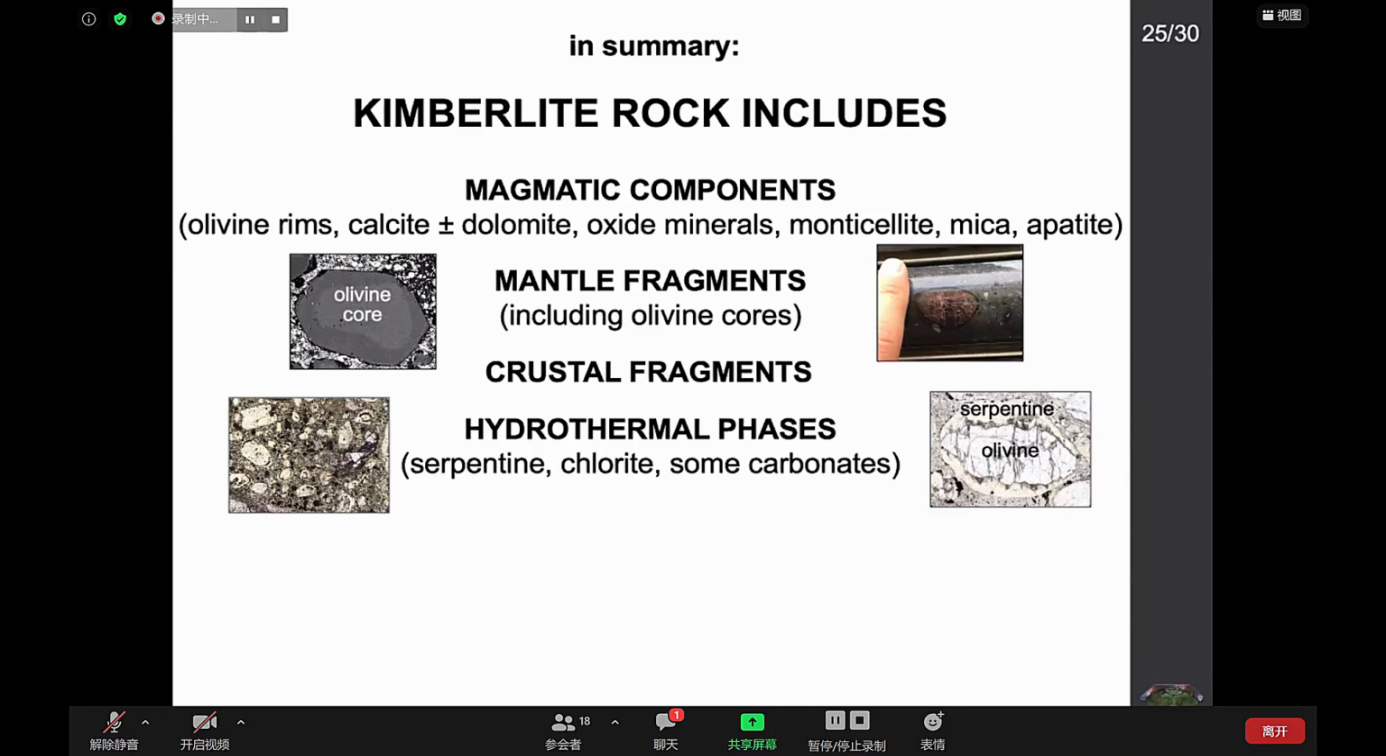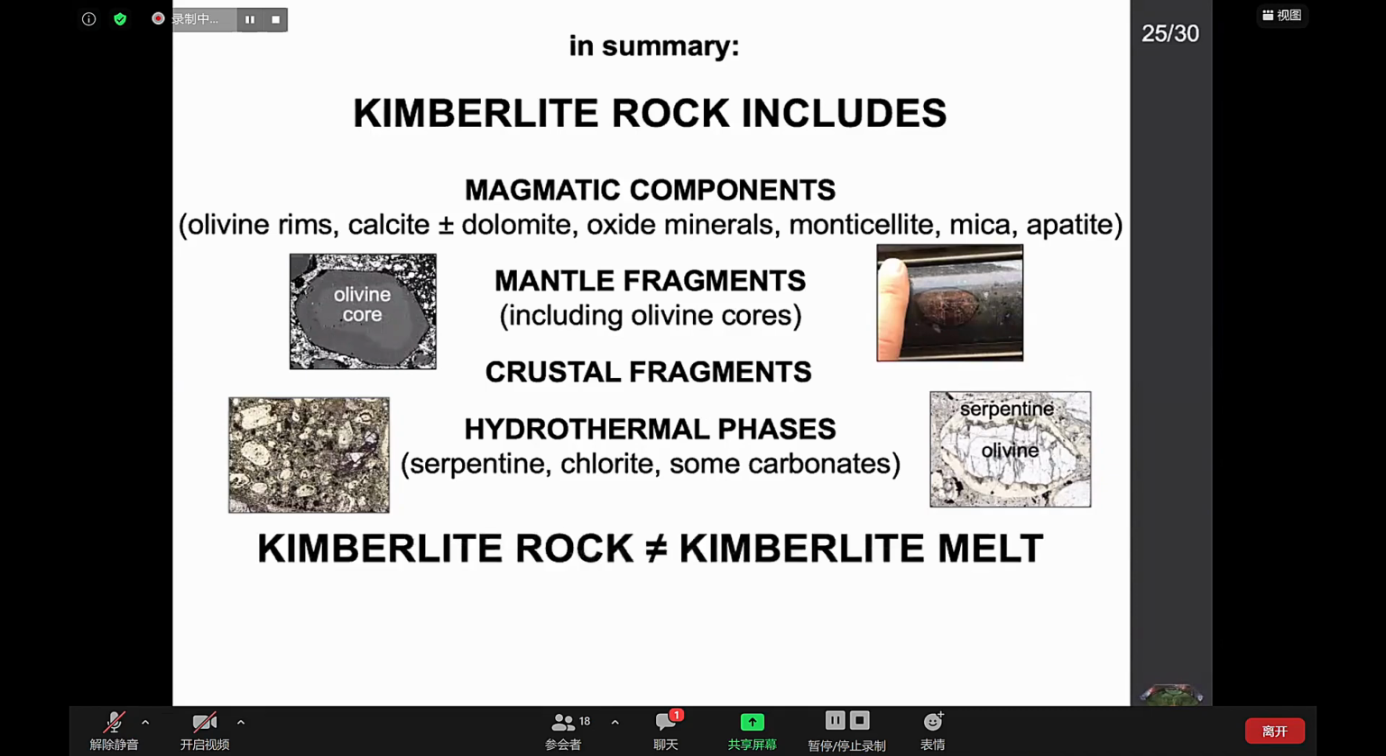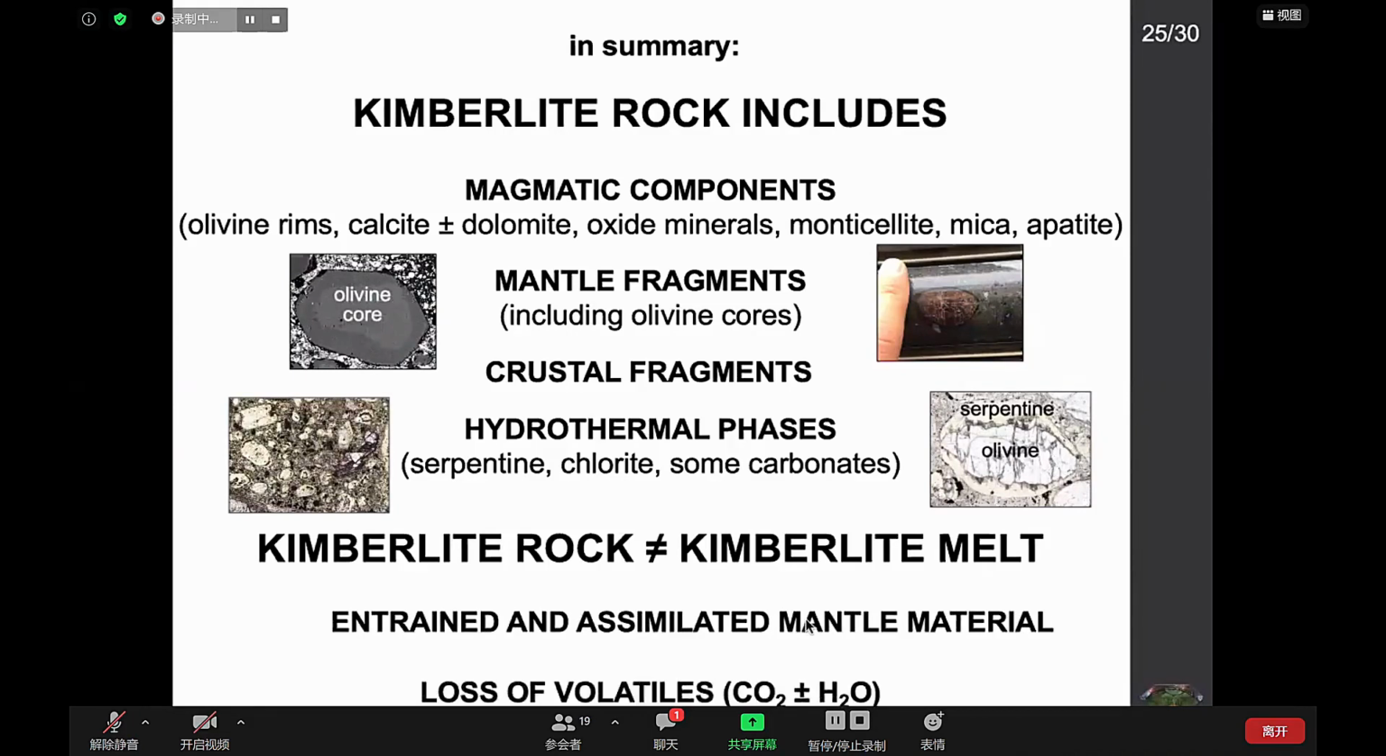So quite simply, if you take a kimberlite rock, and powder it and analyze it, don't expect to get a kimberlite melt composition. This is, I guess, the bottom line. You need to take into account the entrained mantle material, the entrained crustal material, the assimilated mantle material, as well as the loss of volatiles, which necessarily occurs during ascent.